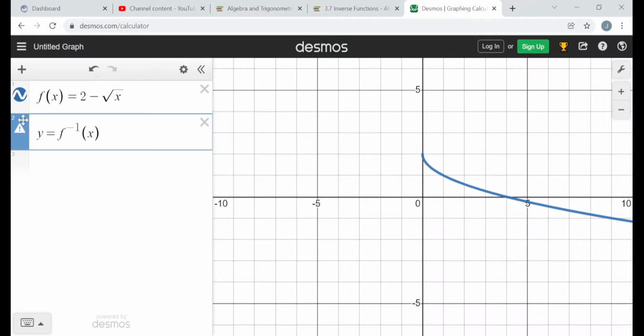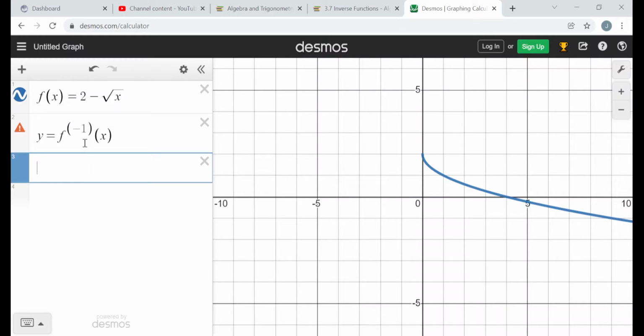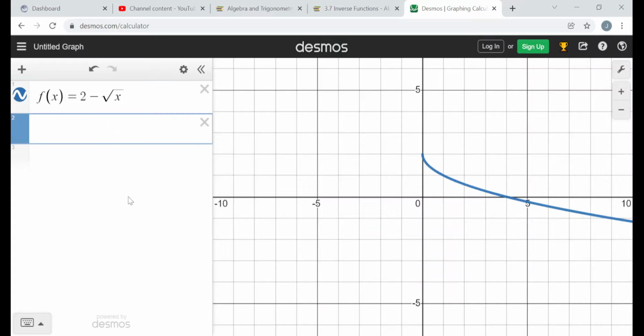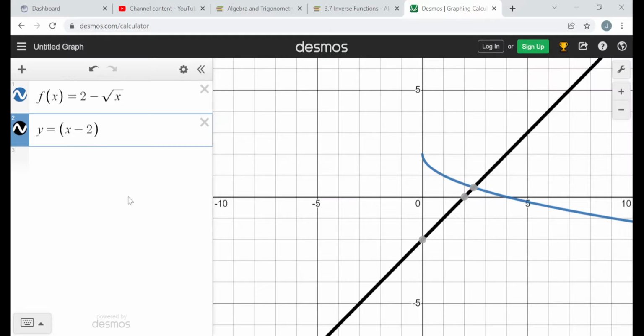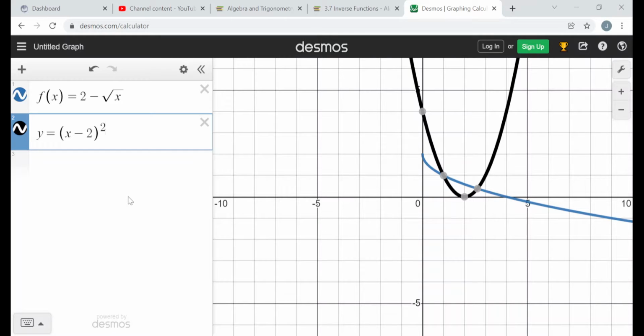What's wrong there? It says f is a function, try using parentheses. Oh, I see. Do I have to do that for inverse? Okay, I guess you can't do that. That's unfortunate. Well, then our other thing was y equals x minus 2 squared, but again, not the whole thing.